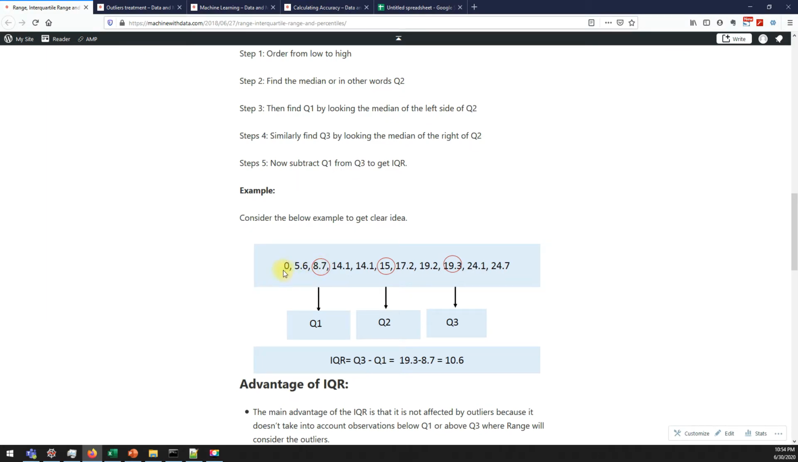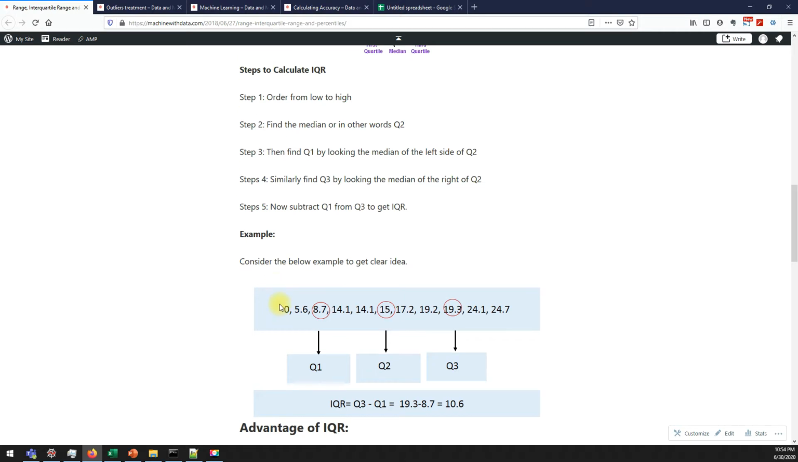If you see these values, 0, 5.6, 8.7 to 24.7, this is the list of values which I have. The very first thing I need to do to find an IQR is arrange these values from the lowest to the highest, which is already arranged here, and then I need to find Q2. In order to find the IQR, I need Q1, Q2 and Q3, which are quartile 1, quartile 2 and quartile 3. We'll discuss this a little more shortly. Q2 is nothing but the median. We know the median is the middle value. So in this list, 15 is my middle value.